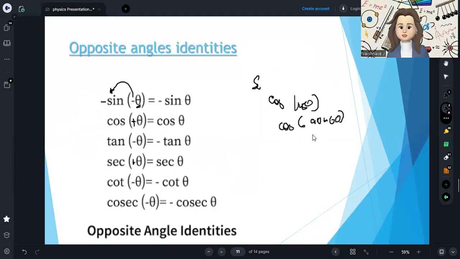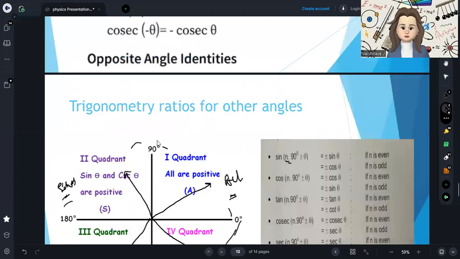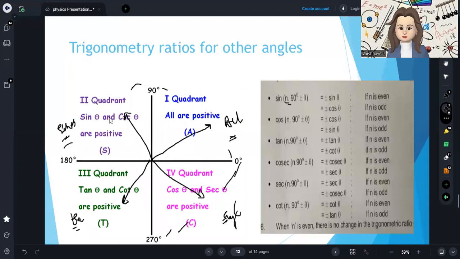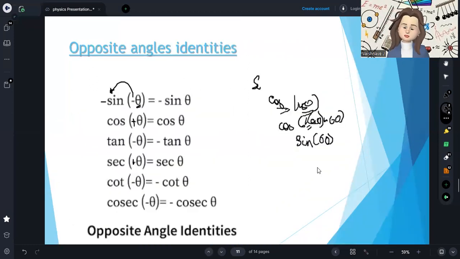Now, as it is 90 plus 60, we will see 1, right? So, as 1 is an odd number, cos will change into sine. So, sine 60. And 150 lies in the second quadrant, where sine and cosecant are positive. But cos here is not positive. Hence, you will get negative root 3 by 2.